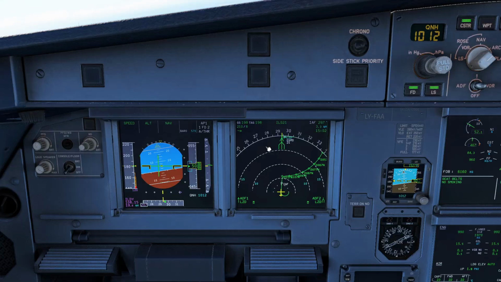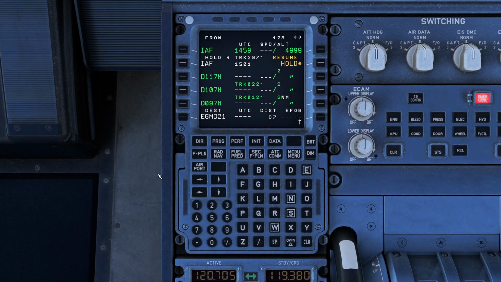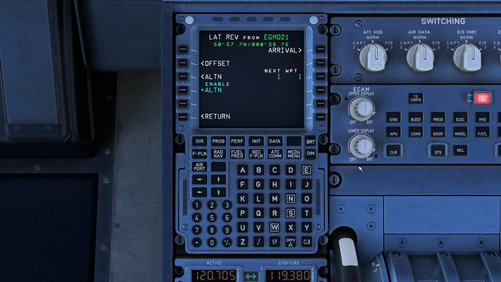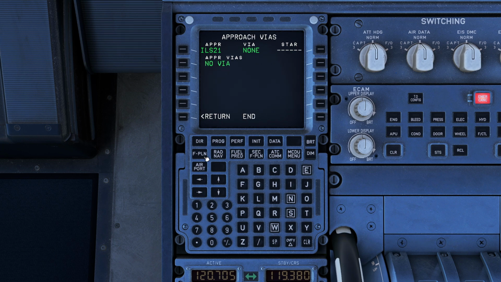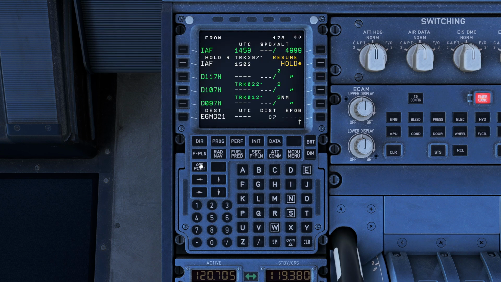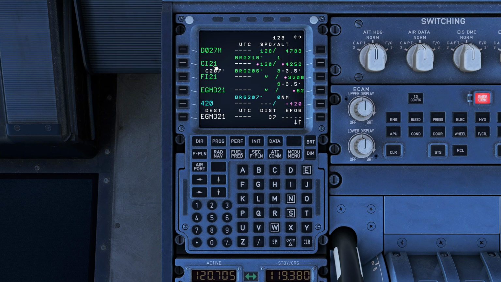But let's jump into the FMS or MCDU, and you can see there is no arrival or standard instrument arrival in the database for this airport, and the ILS runway 21 with no via will start from Charlie India 21 toward Foxtrot India 21 and down to the runway.